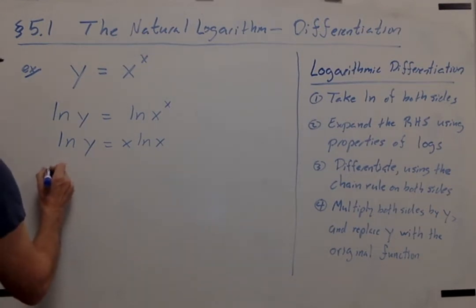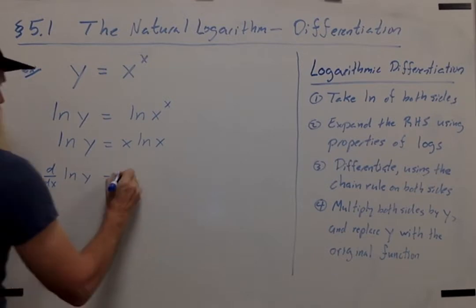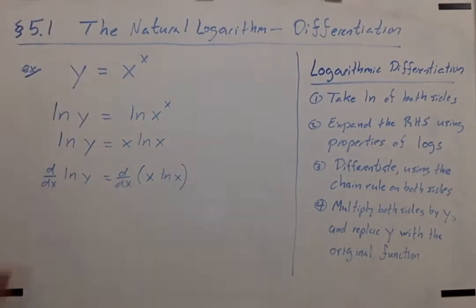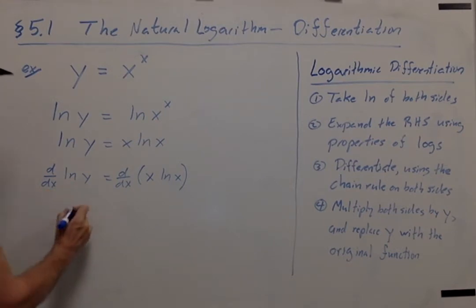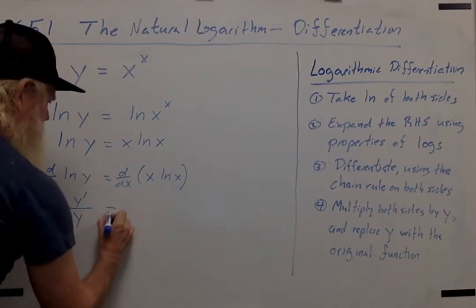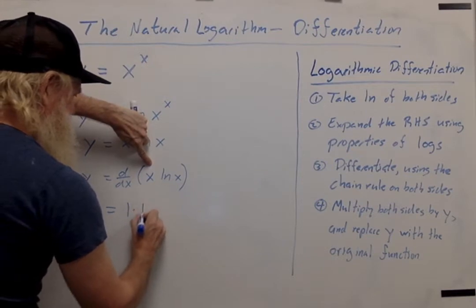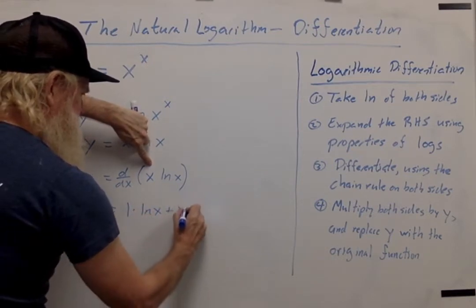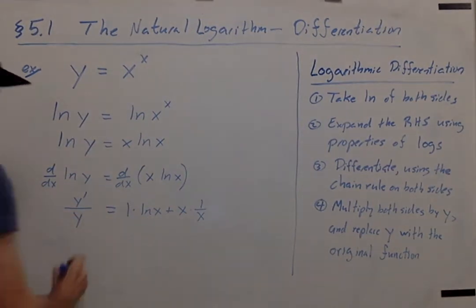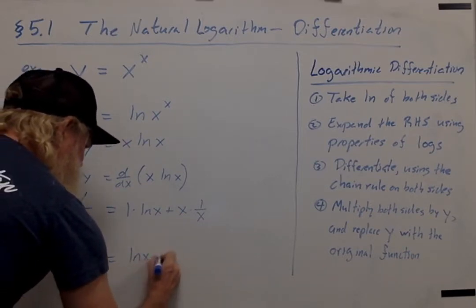Next, I'm going to take the derivative of both sides with respect to x using the chain rule. On the right side, I'll also have to use the product rule. So on the left, I'm taking the derivative with respect to x of log of y, which is 1 over y times y prime, so y prime over y. On the right side, using the product rule, it'll be the derivative of the first times the second, plus the first times the derivative of the second. So 1 times log x plus x times 1 over x. So in other words, y prime over y is equal to natural log of x plus 1.